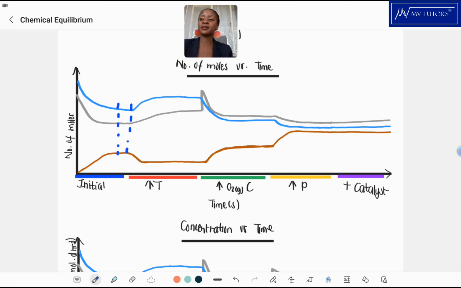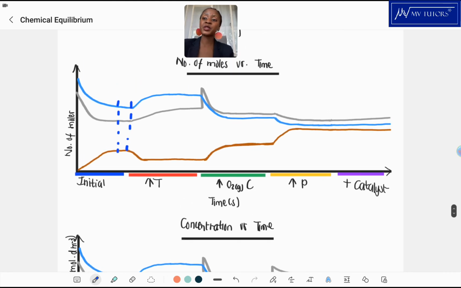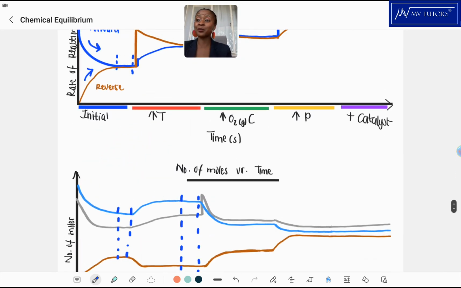oxygen as well as sulfur dioxide, and a decrease in your sulfur trioxide, okay, for both the number of moles as well as your concentration, until we get to a point of equilibrium where now they are parallel, okay, so they're just quite horizontal. All right, so that's basically what happens there. Yeah? I hope you're following.